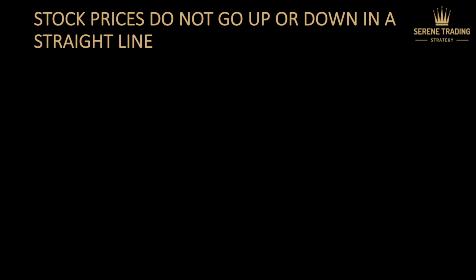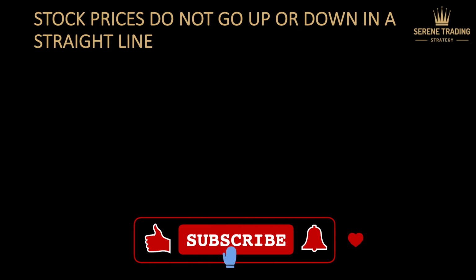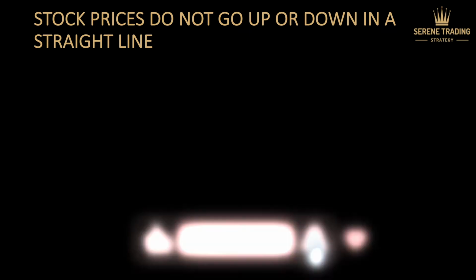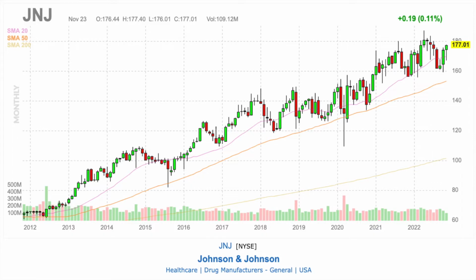So in order to understand how to trade when RSI is under 30, let's first understand why this RSI going under 30 is significant. What you need to understand is that stock prices do not go up or down in a straight line. So stock prices go up, and the pattern will be something like this. If you look at this particular chart, the stock price was going up, but then there was a small correction. That means the prices went down.